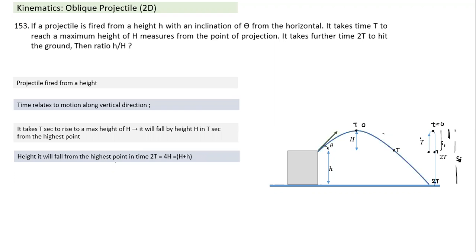And this 4h, what is this 4h equal to? This h is equal to capital H plus small h, which gives you the relationship. Is this understood? Yes, sir. Got it.